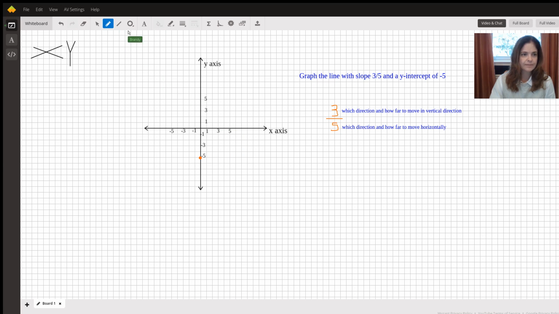Let me get my little 1, 2, 3, 1, 2, 3, 4, 5. Had the wrong tool, sorry. Okay, so there's our second point. All we have left to do is to connect them with a line. And here we are.